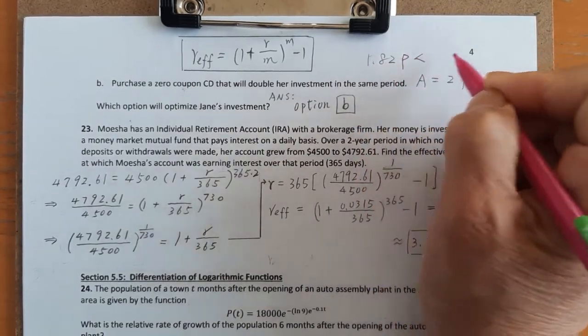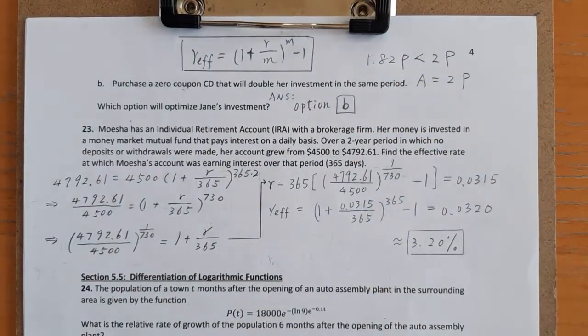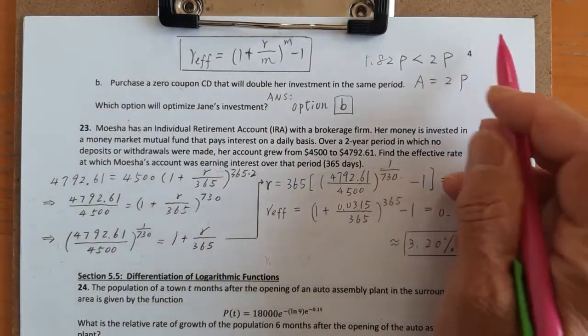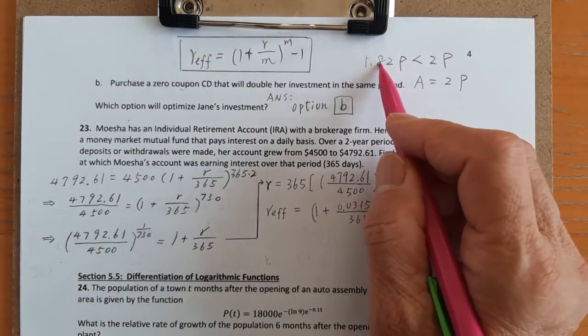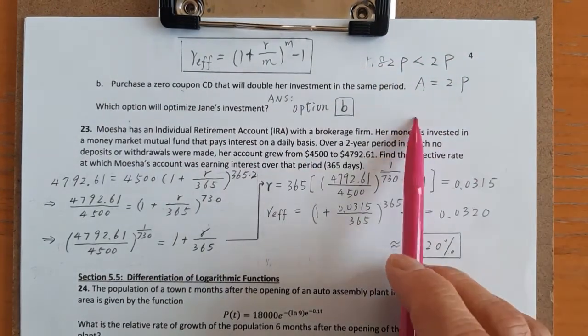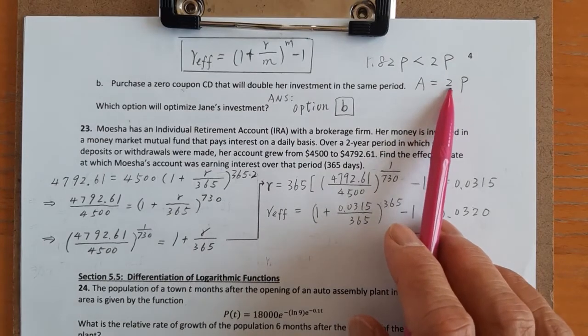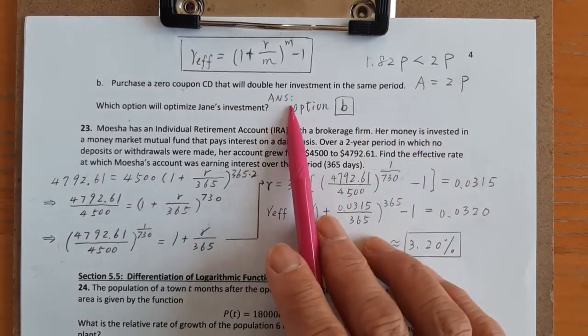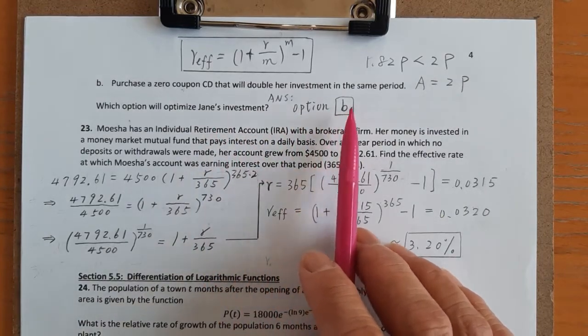1.82p is less than 2 times p. P is the principal. If the principal is $1,000, then you get $1,820, which is less than $2,000. So this 2 is larger, that's better. So the answer is option B.